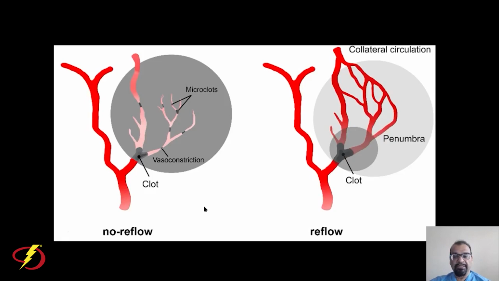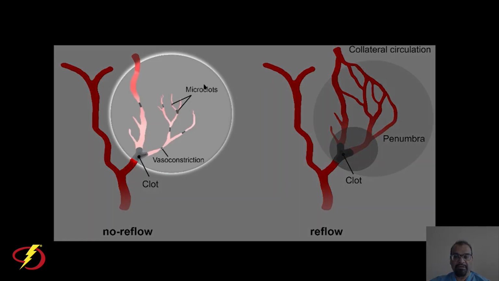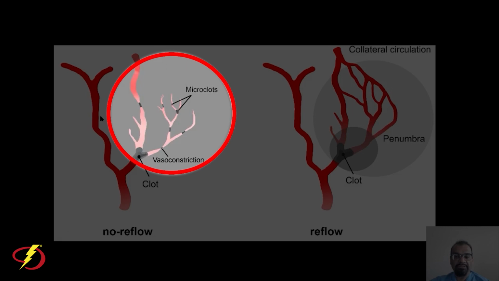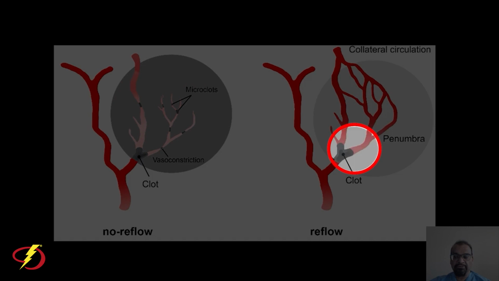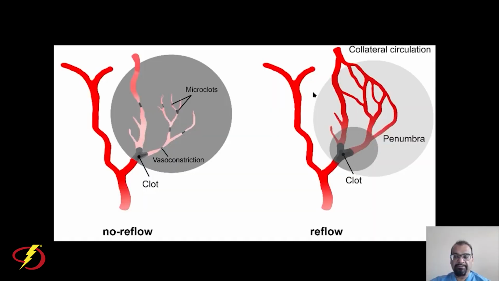Here's another great example of this. This is clot in a blood vessel. Notice this, there's no collateral circulation, so all of this brain tissue is dead. This is a completed stroke or a core infarct. In this situation, we have a clot, and again, the brain tissue adjacent to it is an irreparably damaged core infarct. But notice what happens here.